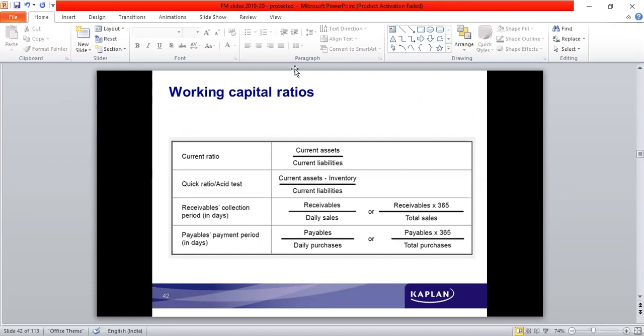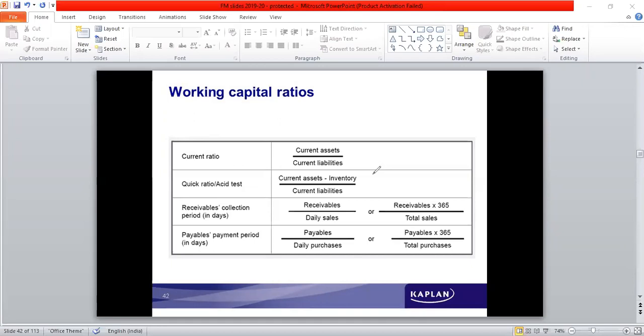The first one is the current ratio, which is current assets divided by current liabilities. The quick ratio is all current assets except inventory. An advanced version does not consider prepaid expenses either, since prepaid expenses cannot be converted into cash; only the benefit can be realized. So apart from inventory and prepaid expenses, all other current assets are quick assets. Take quick assets divided by current liabilities.